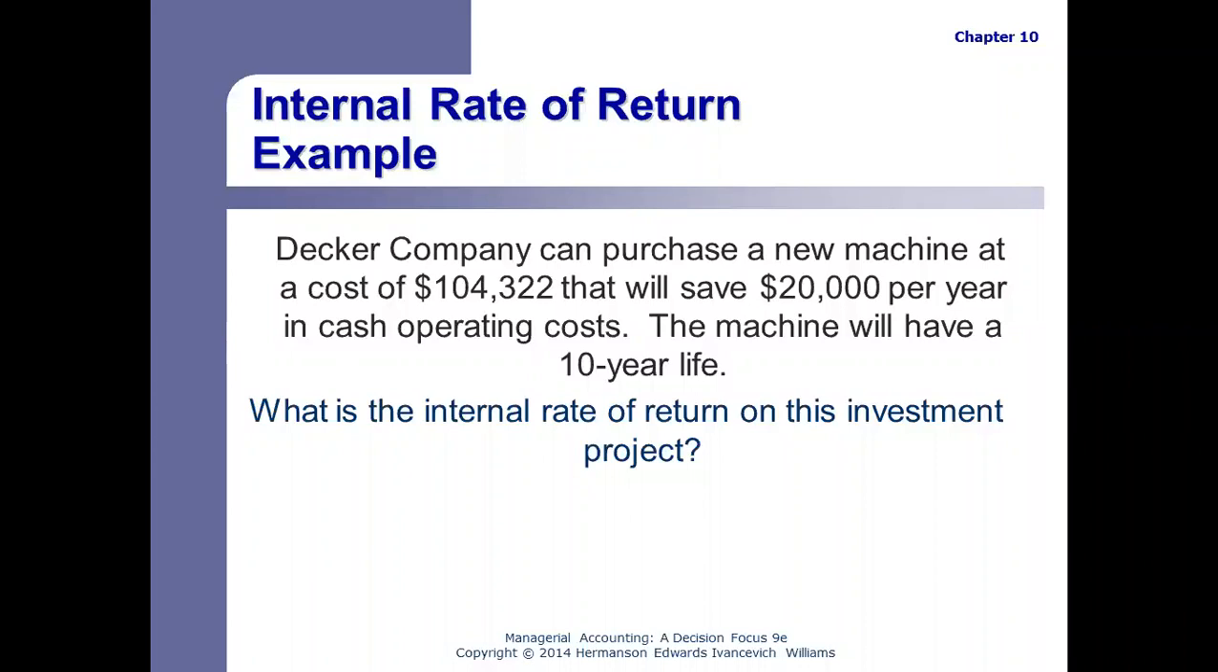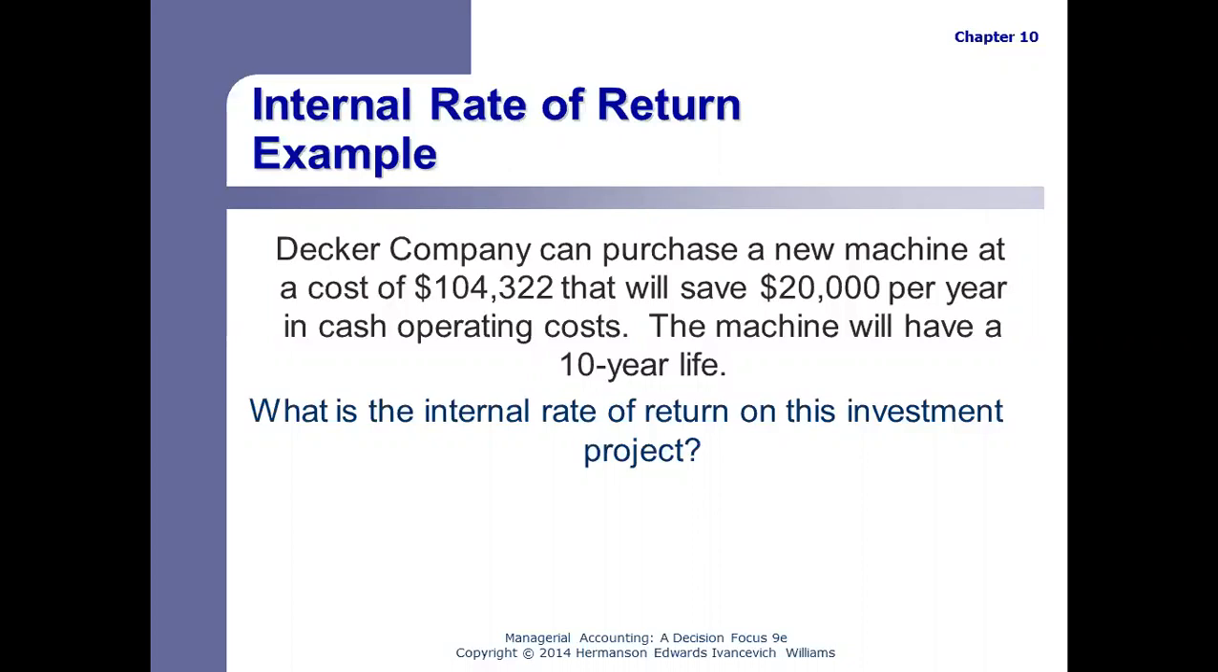So your display should now show negative 104,322. Again, negative because the money is going out. Okay, so that's the PV. So when you see negative 104,322, you then hit the PV button, again, on the top row of your calculator. Okay, so now we've input present value.